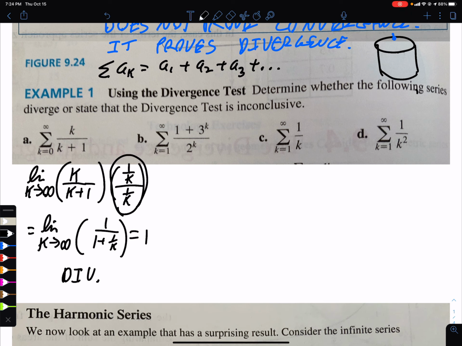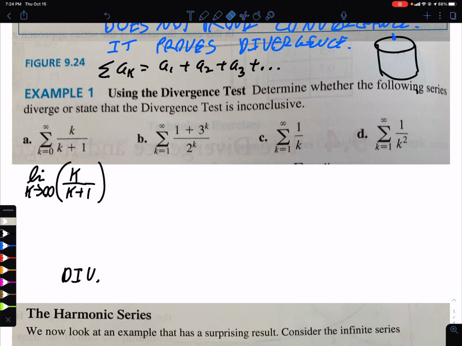Now the other way you could have done this limit, you remember L'Hopital's? If you have an indeterminate case of 0 over 0 or infinity over infinity, you can take the derivative of top and bottom separately, and that limit will be the same as your original. The derivative of the top is 1, the derivative of the bottom is 1, and it's 1. And since the terms do not approach 0, this is a divergent series.